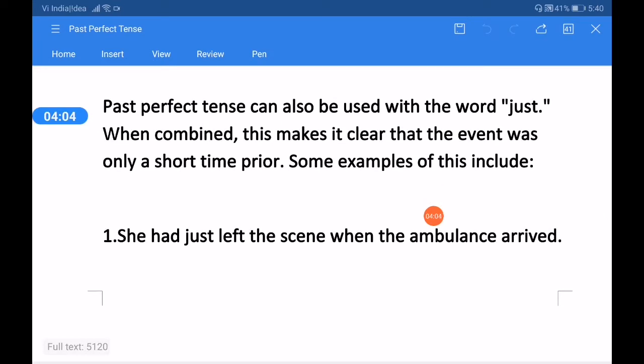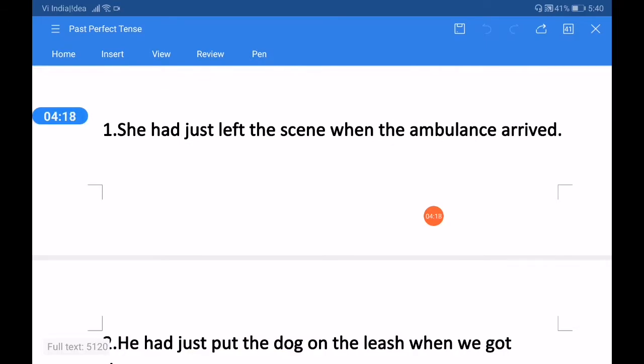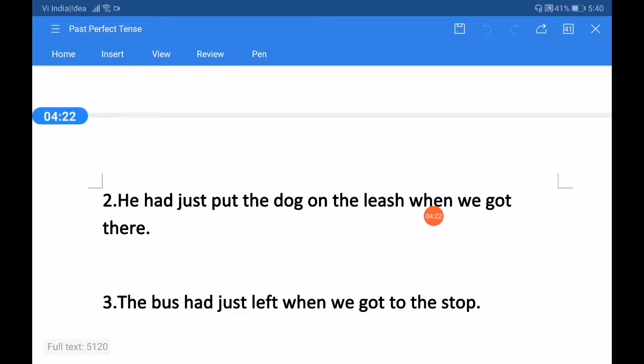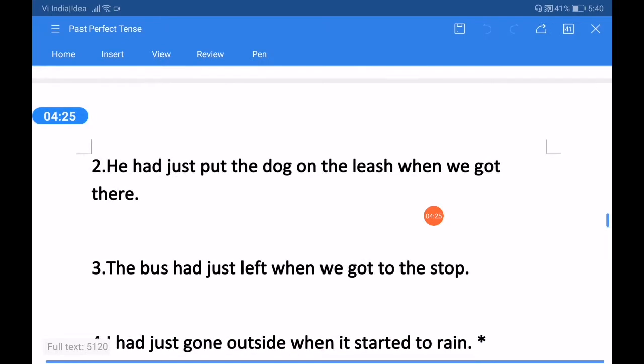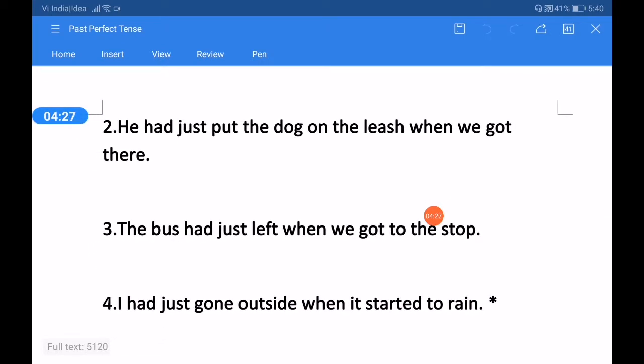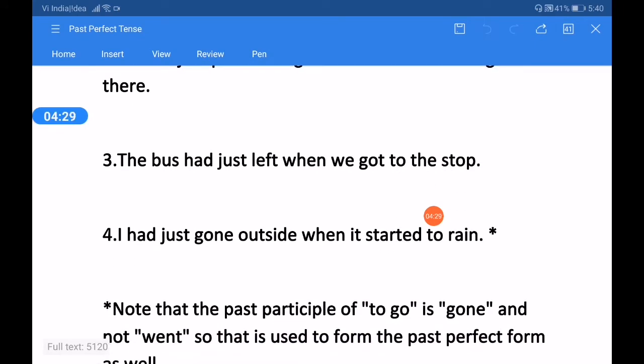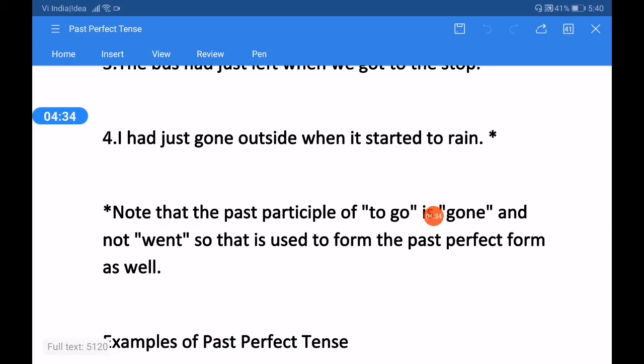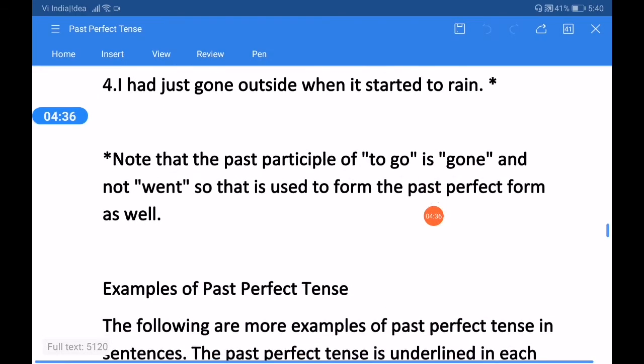Dear students, past perfect tense can also be used with the word just. When combined, this makes it clear that the event was only a short time prior. Some examples of this include: number one, she had just left the scene when the ambulance arrived. Next, he had just put the dog on the leash when we got there. Third is the bus had just left when we got to the stop. Fourth is I had just gone outside when it started to rain.